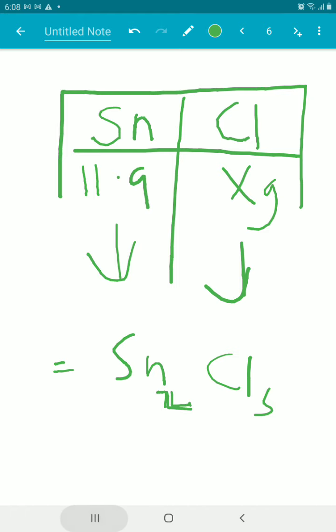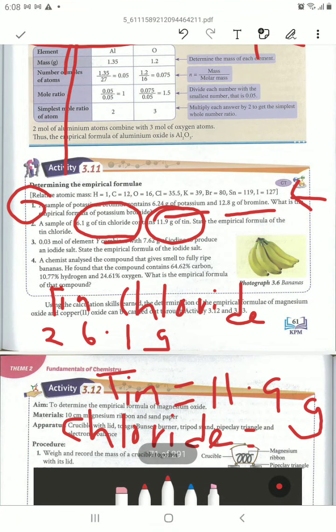Okay, so for this question, I want you to do question number 2 only. I will show you how to answer for question number 4, then you do it by yourself. For question number 2, I have shown you how to draw the table and how you get the mass of the chloride. Then you proceed with the last answer, which is to state the empirical formula.